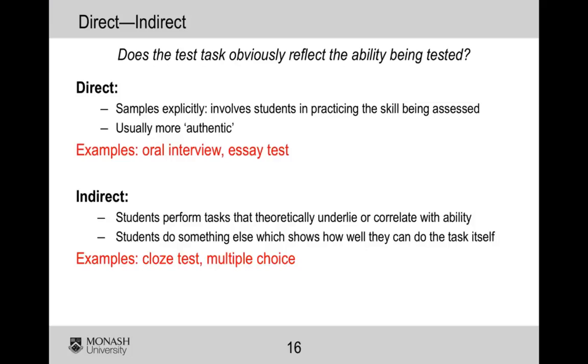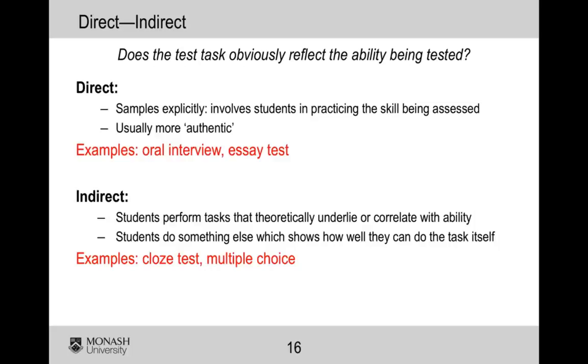So there's this continuum from direct to more indirect. Basically it's the idea of how obviously the test task reflects the ability being tested. So it's directly assessing it, or more indirectly assessing it. With direct testing, it samples explicitly. It involves the students in practicing the skill being assessed. So the students are actually doing what they're being assessed on.